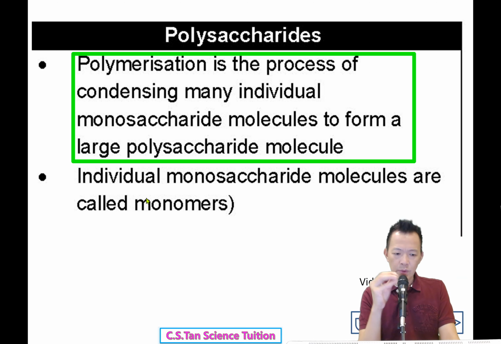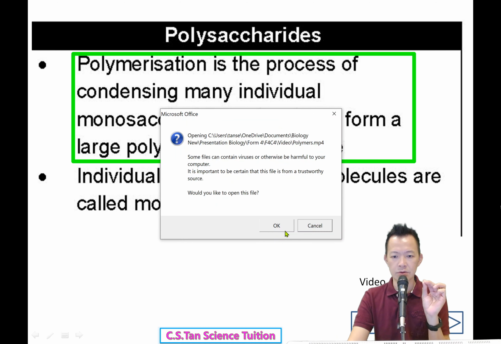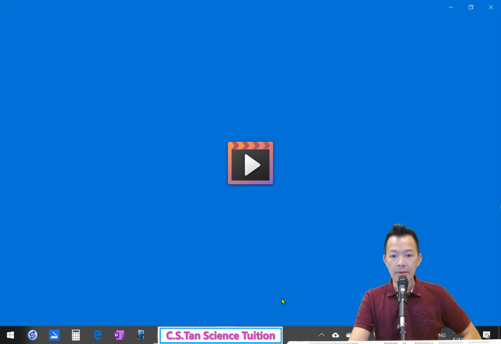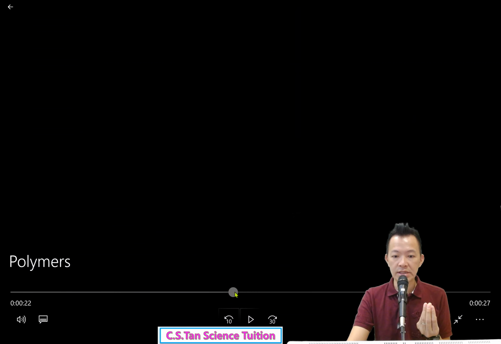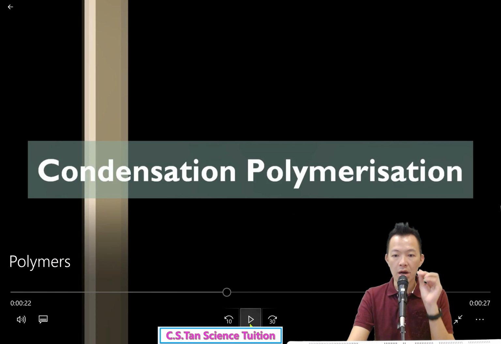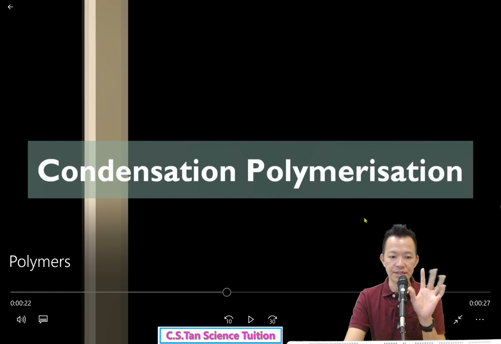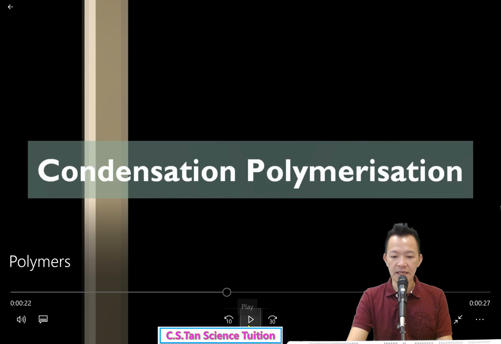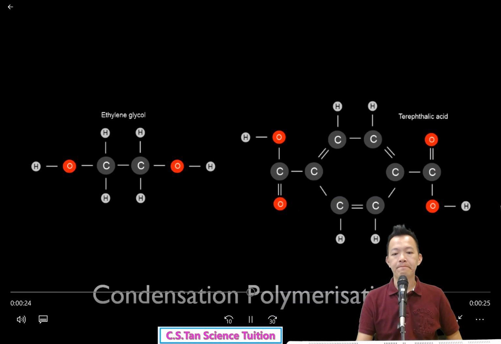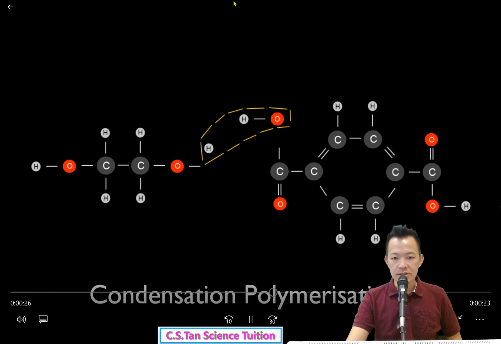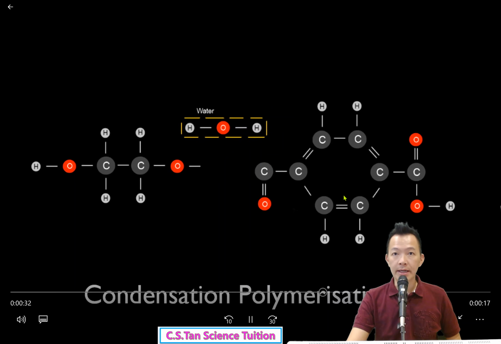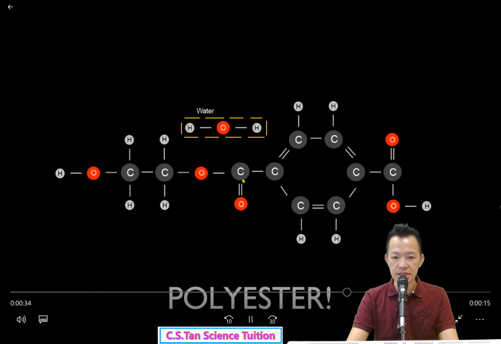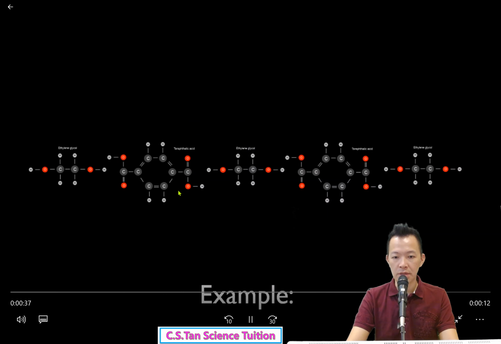Why are we using the word condensation? I'll show you the video first, and you will understand. Because during the process, you are going to produce water. That's why we call it condensation, polymerization. And this is just an example only. Now we have two monomers, and the two monomers undergo the process called condensation and become the polymer.